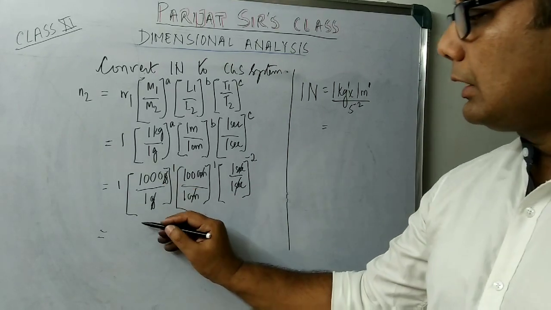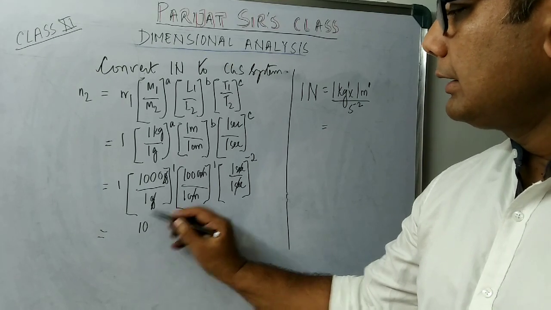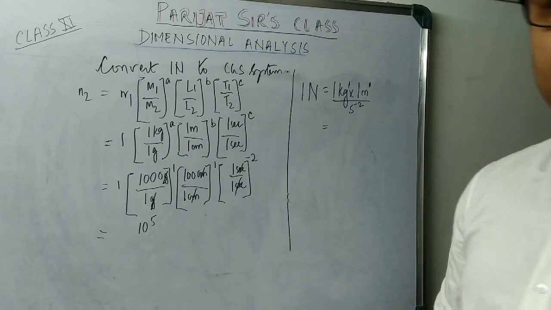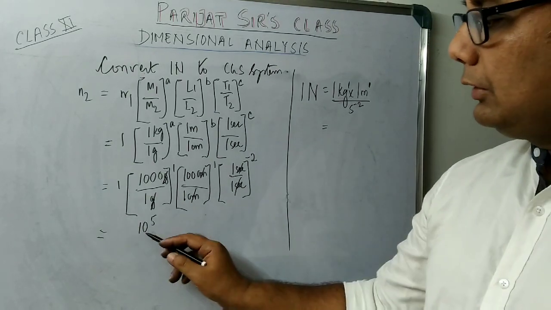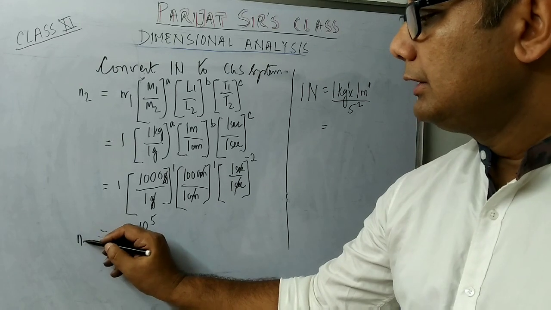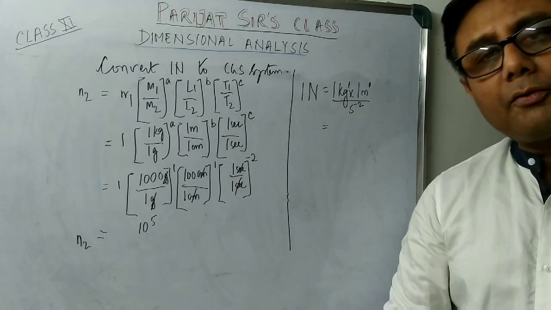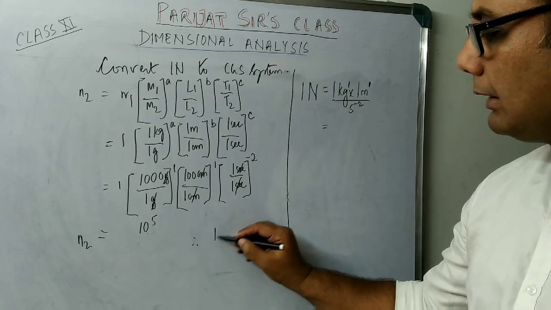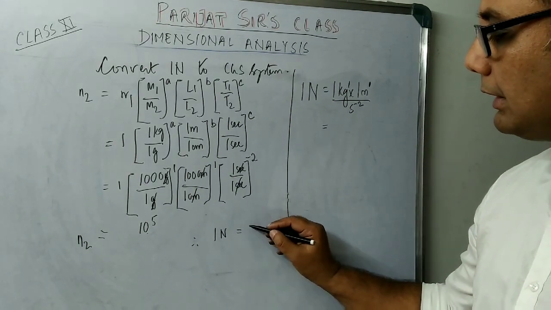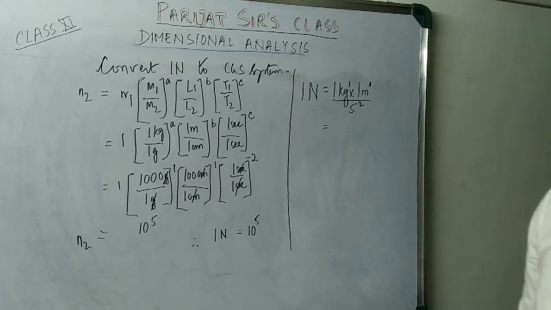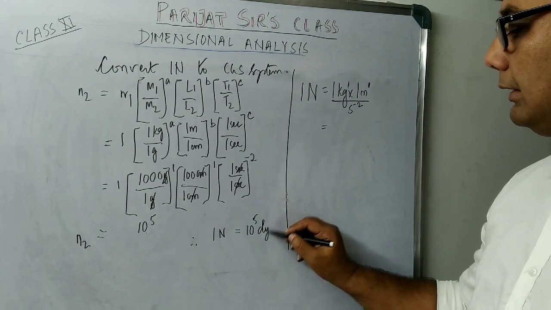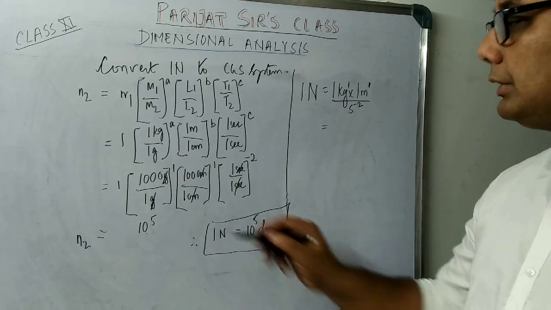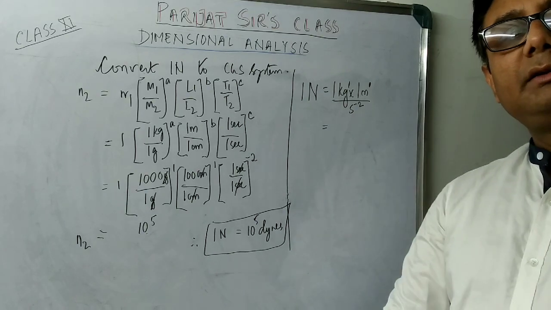So what we are getting is 1000, 10 to the power 2, and here 10 to the power 3 and 10 to the power 2. So 10 to the power 5. That means 1 into 10 to the power 5. So we can write here, that means 1 Newton is actually 10 to the power 5. And the CGS unit we know that we write it as dynes. So this is how the SI unit has been converted to the CGS unit.